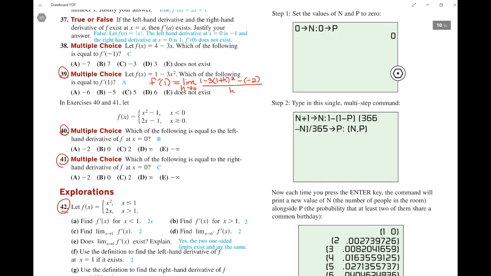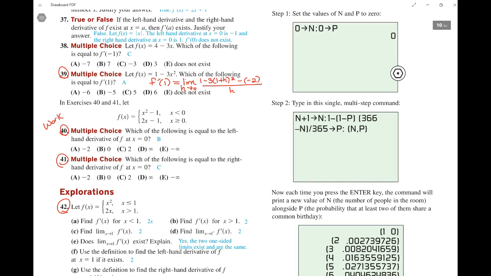Now, I would say 41. 41 I don't need any work for. Why? Because it's multiple choice. I want some work for 40, not for 41. Why? Look at the right-hand derivative. What is this? Y equals 2x minus 1. So they're both -1. Right?